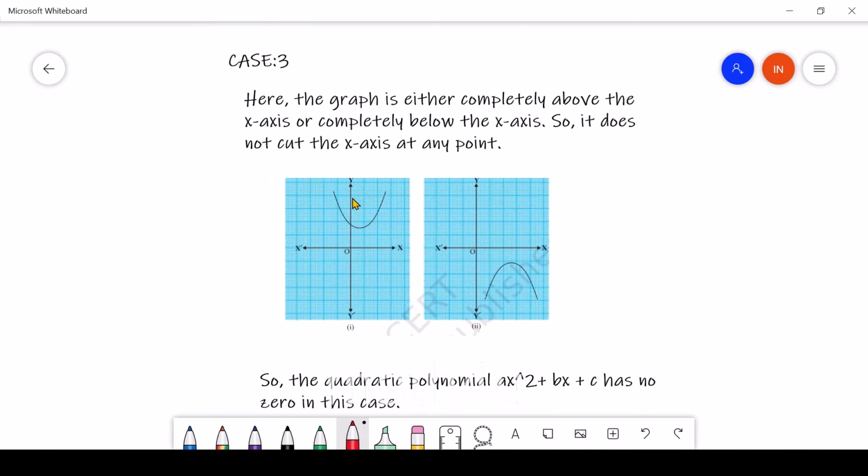So here you can see it is not at all meeting anywhere on the x-axis, right? One graph is like this, one is like this. Our x-axis is here, and for this it is here, right? So nowhere is it meeting, and we can say that there will be 0 zeros in this case.